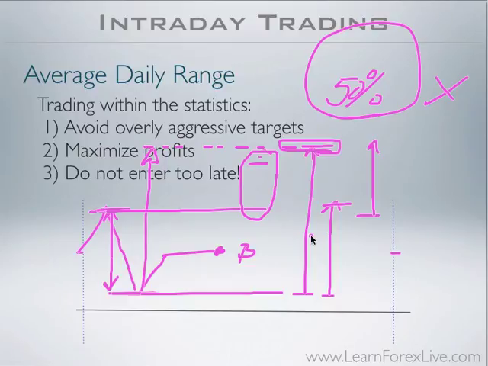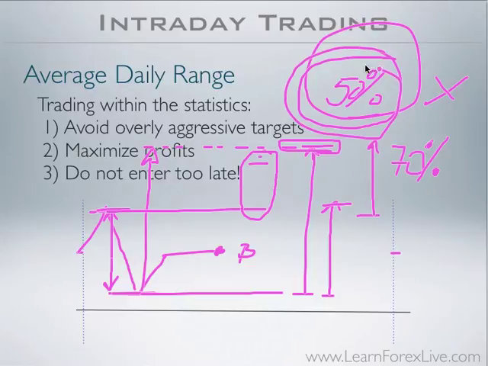So my rule of thumb, again, as a conservative trader, is 50%. Some other traders may be more aggressive, may expand or push their luck up to 70% of the average daily range. That depends on how aggressive you are with your trading. I understand that some of you will be more conservative, some of you more aggressive.